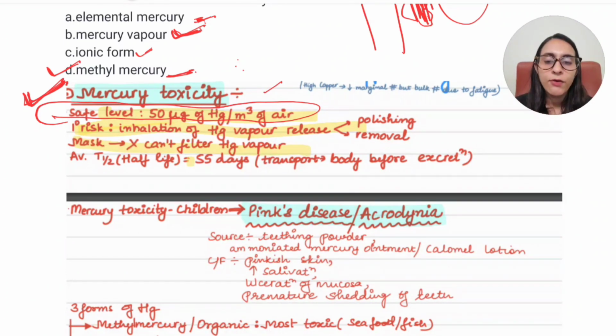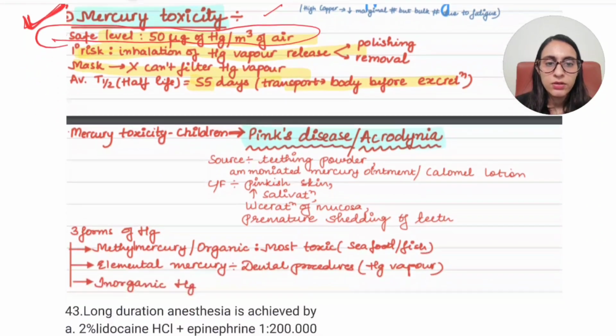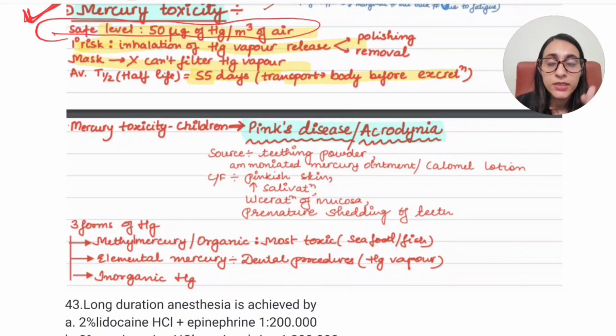The half-life of mercury is 55 days, so it stays in the body for up to 55 days. Mercury toxicity in children is known as pink disease, also known as acrodynia. Why pink disease? Because the skin turns pink. Also, there is increased salivation, ulceration of the mucosa, and the teeth start shedding. There is premature shedding of the teeth seen with mercury toxicity in children.